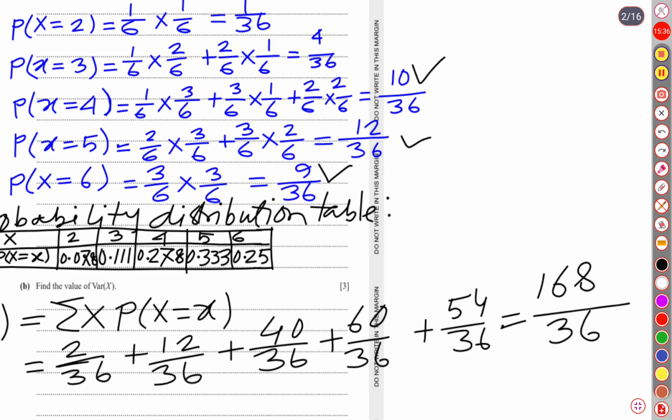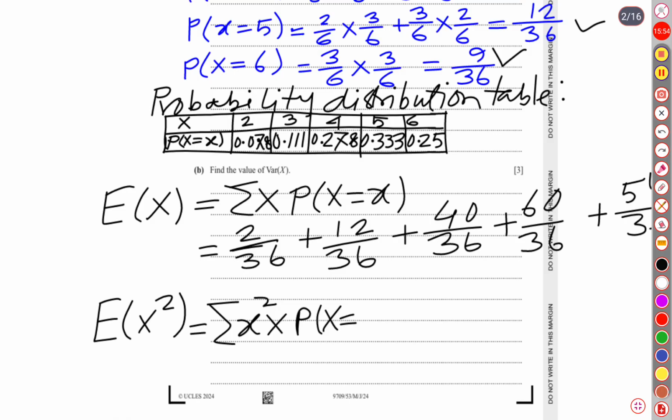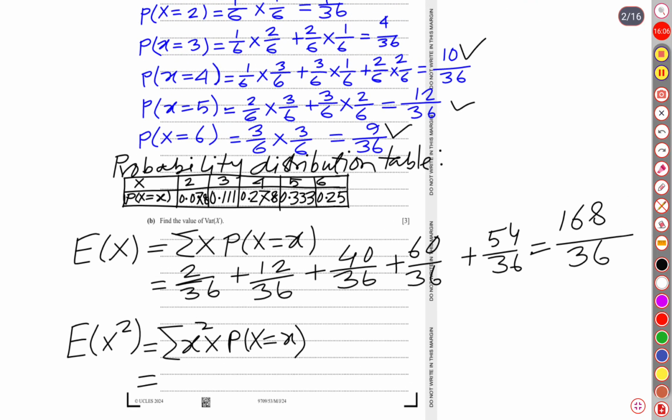Okay. Then we will find E of x squared. And you know how to find it: E of x squared is equal to the sum of x squared into the probability of X equal to x. That means each of the probabilities will be multiplied by x squared. Okay. So what is it going to be? For the first case, look at this.